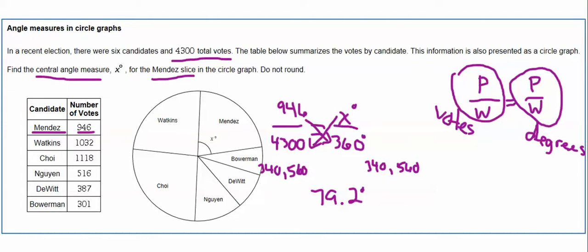The degrees that belong to Mendez is 79.2 degrees. It said not to round your answer, so we're going to leave that decimal just like that. 79.2, in terms of looking at the circle graph, does seem reasonable. It's not quite a 90-degree angle here, so I feel comfortable with that answer as well.